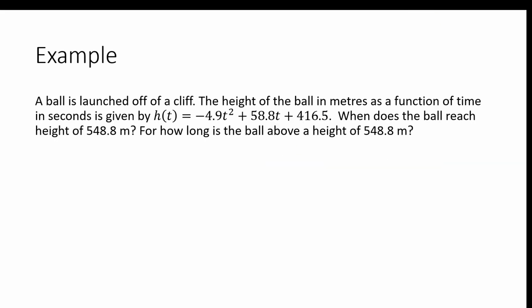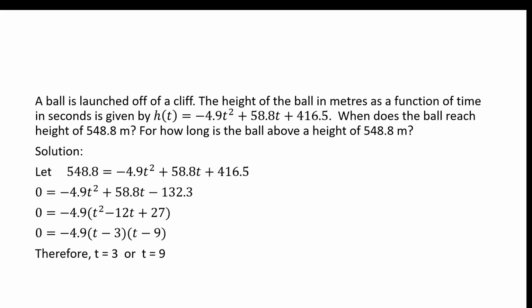Now, in this question, we've got a ball launched off a cliff, and it follows a certain trajectory and a certain equation, and we want to know when the ball reaches a particular height, and then we want to know how long the ball is above that height. All right, well, if the ball has a height of 548.8 meters, that means we can just sub 548.8 in for h. So we do that right at the start. So in the first line, we just re-express the equation with 548.8 put in for h of t.